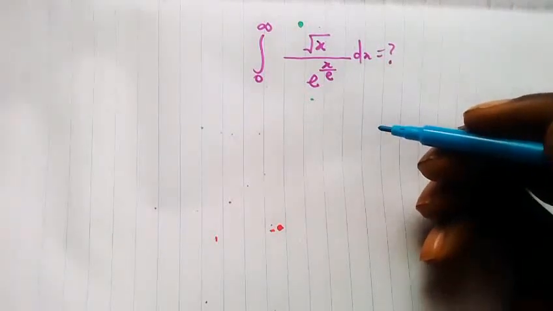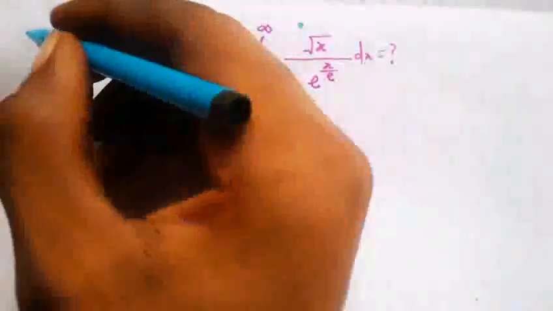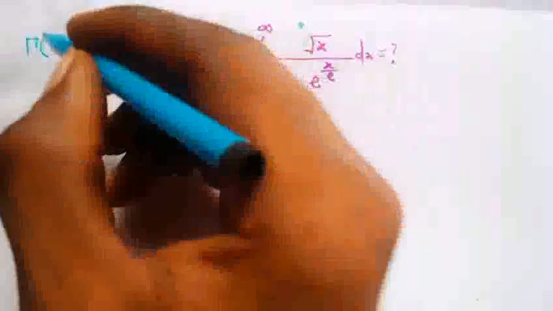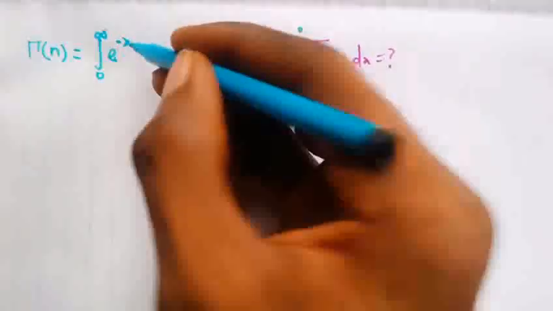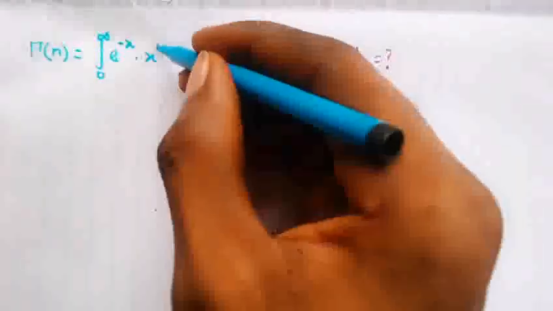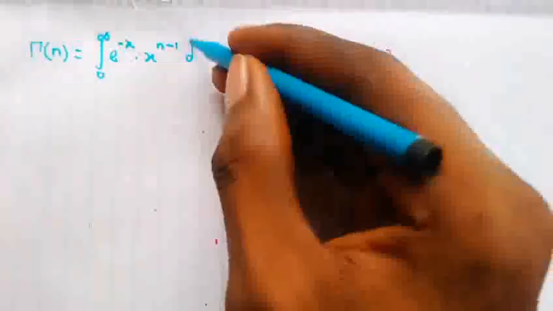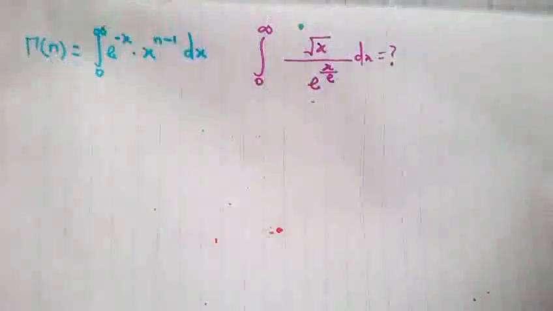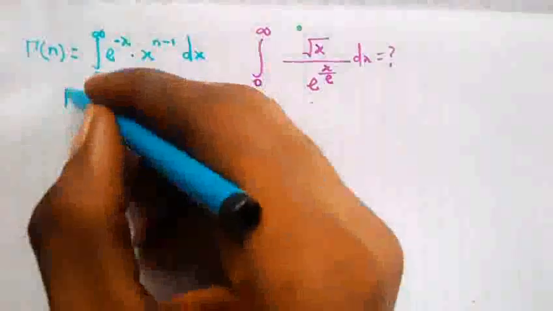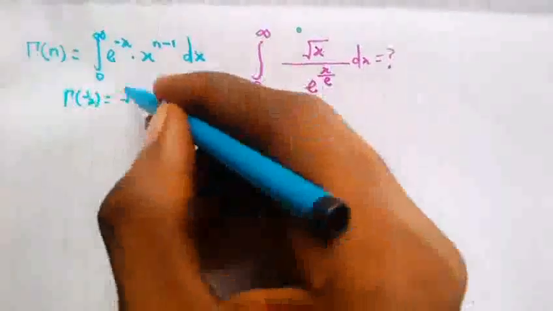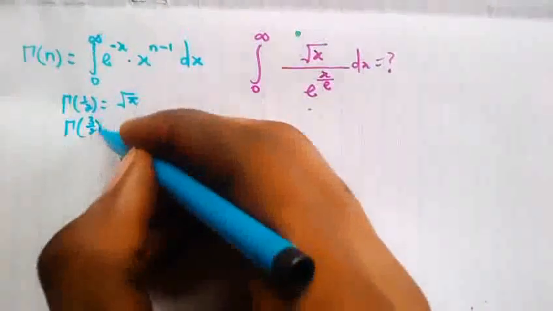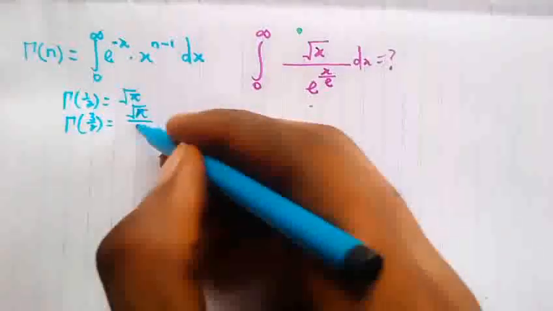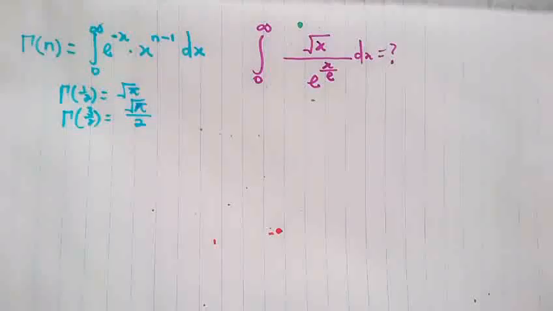Now we have the gamma of n is equal to the integral from 0 to infinity of e raised to negative x times x raised to n minus 1 dx. We also have the gamma of 1/2 to be square root of pi. We also have the gamma of 3/2 to be square root of pi over 2. Now, how do we solve this problem?